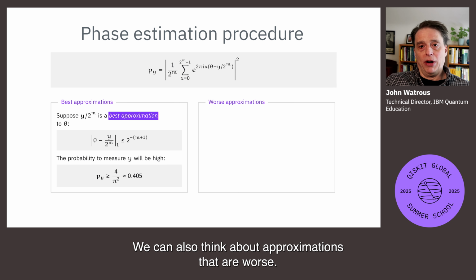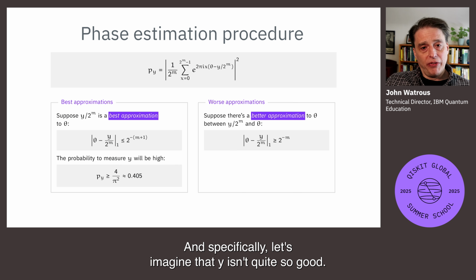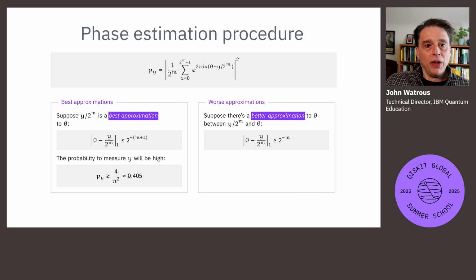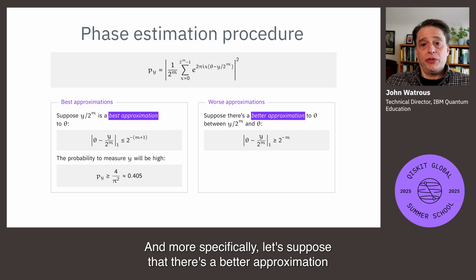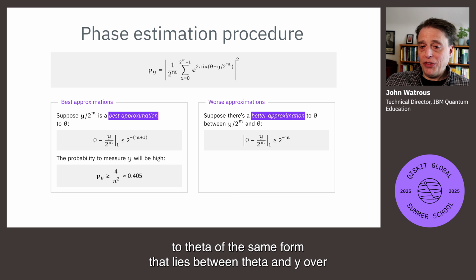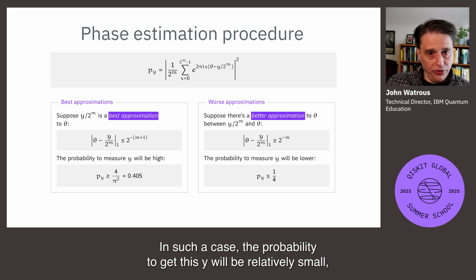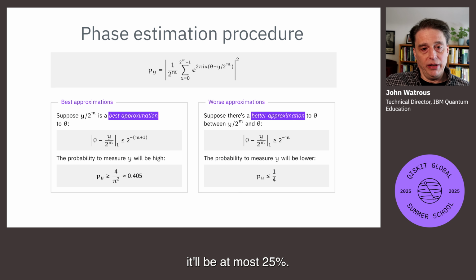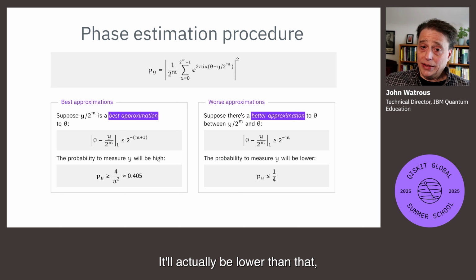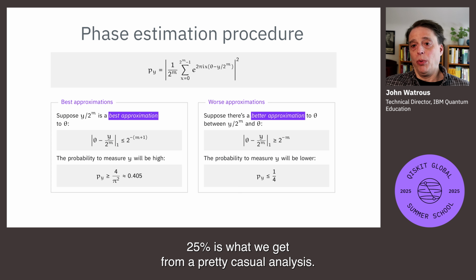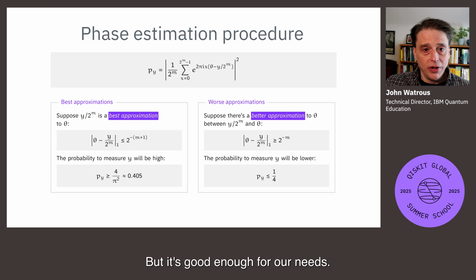We can also think about approximations that are worse, and specifically, let's imagine that y isn't quite so good, and more specifically, let's suppose that there's a better approximation to theta of the same form that lies between theta and y over 2 to the m, which can be expressed as is written here on the slide. In such a case, the probability to get this y will be relatively small. It'll be at most 25%. It'll actually be lower than that. 25% is what we get from a pretty casual analysis, but it's good enough for our needs.